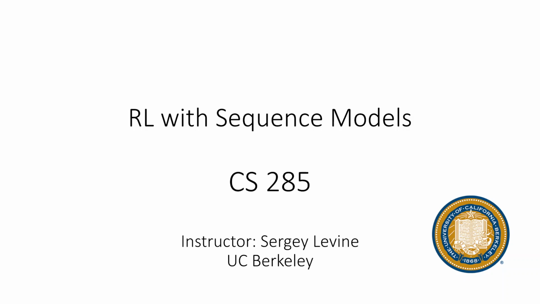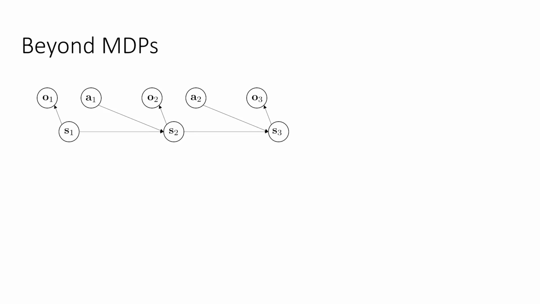All right, today we're going to talk about RL with sequence models. Let's start with a discussion of what happens when we go beyond regular MDPs. So in the beginning of the course, we saw that beyond fully observed MDPs, we can start thinking about partially observed MDPs where we only get limited observations of the environment. And that's going to get us started thinking about sequence models in RL.